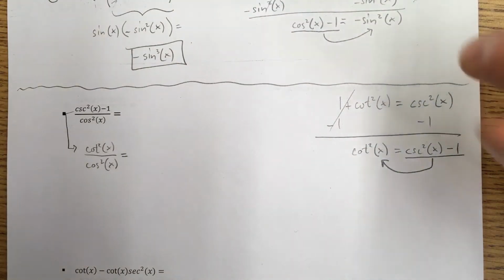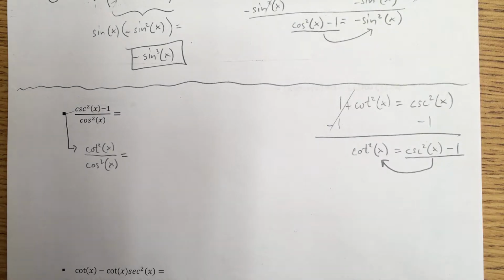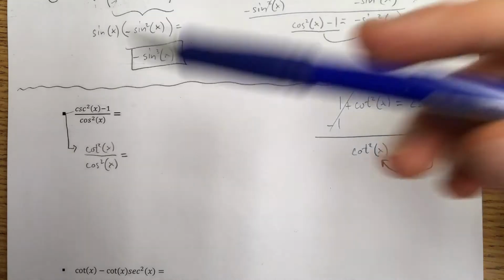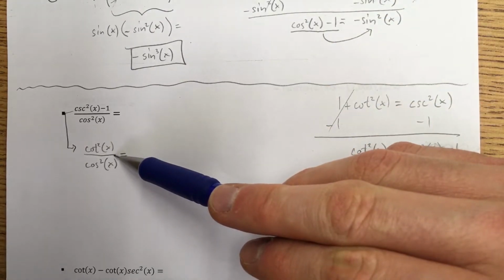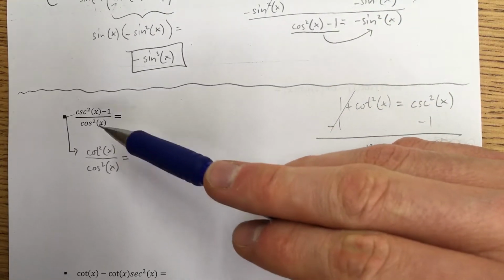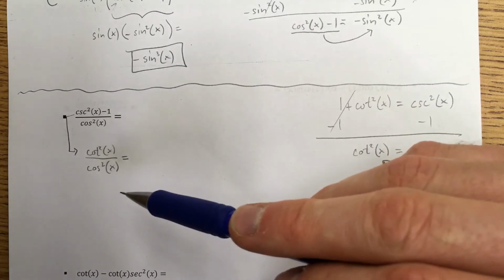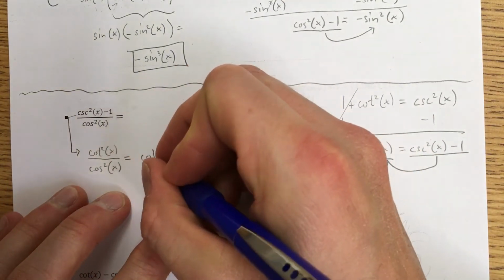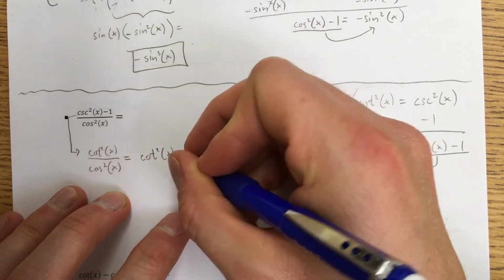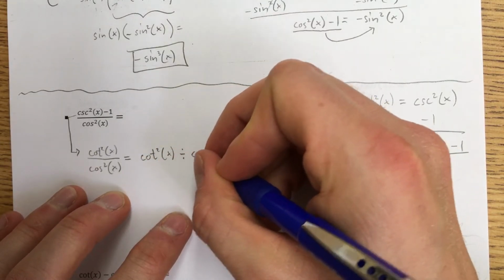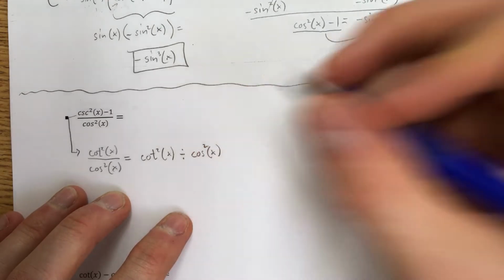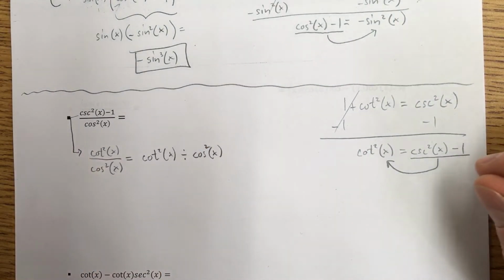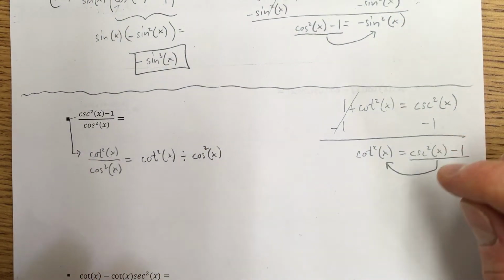Now, a strategy here that is really helpful. We can always rewrite division as multiplication. So this over is essentially just division. So we're really doing cotangent squared divided by cosine squared. If it helps you to actually write it out, you could write it out like this. Maybe it doesn't help, but maybe it also helps you see it.